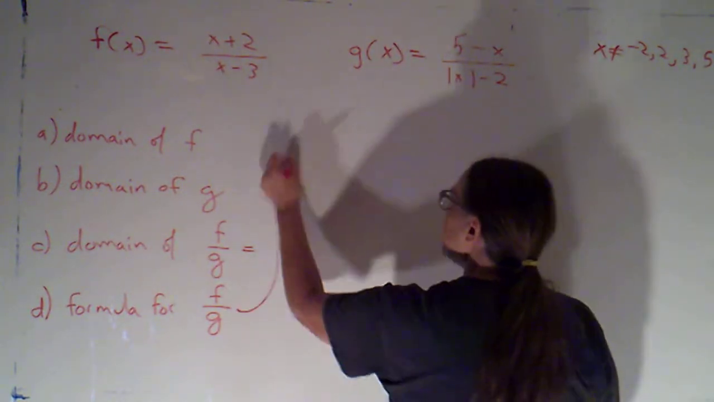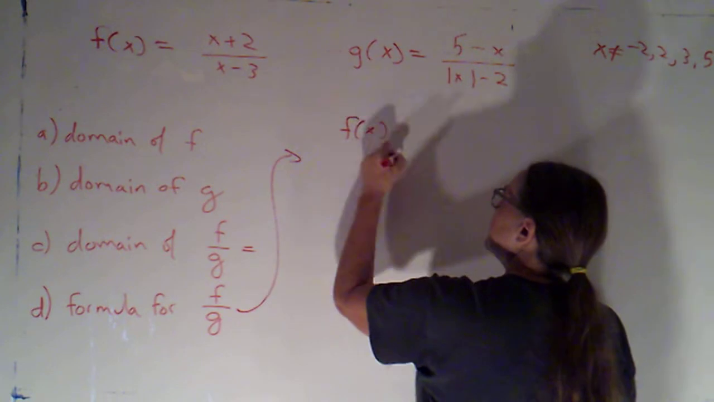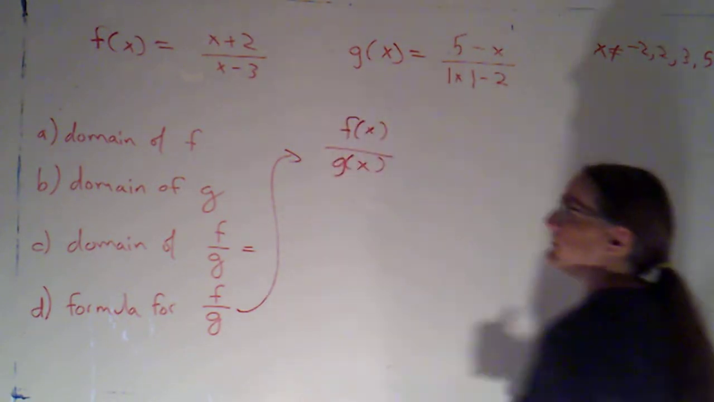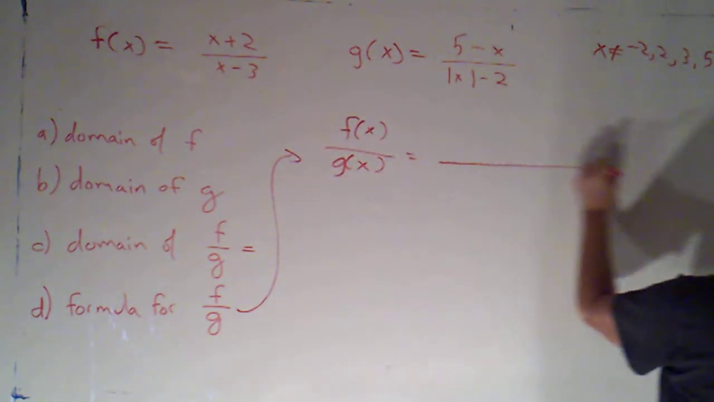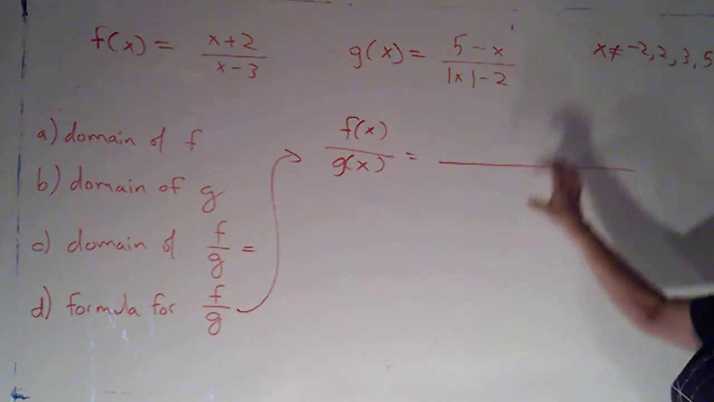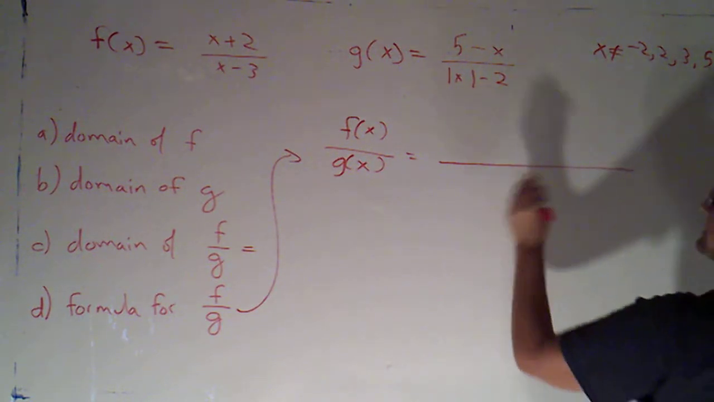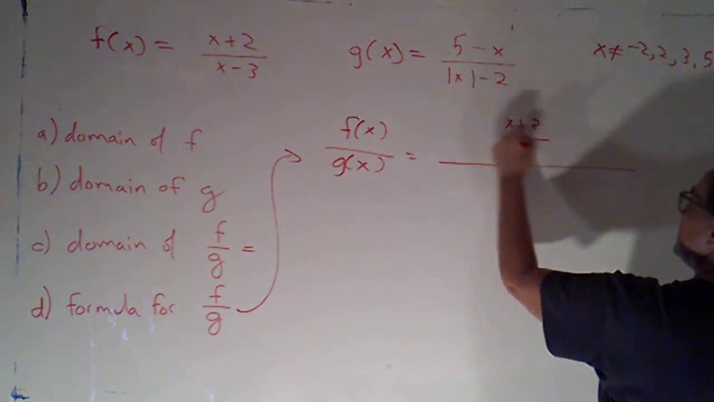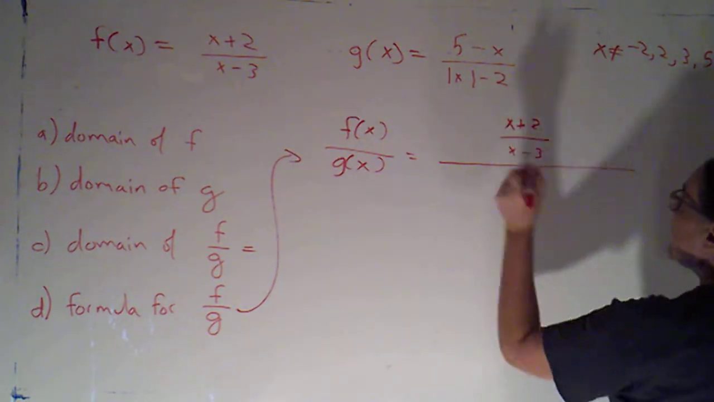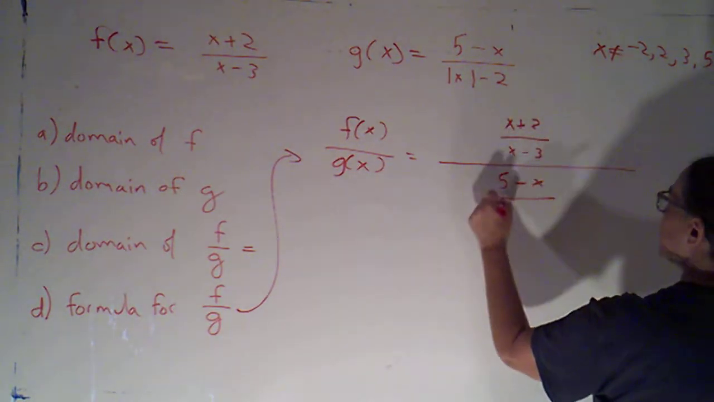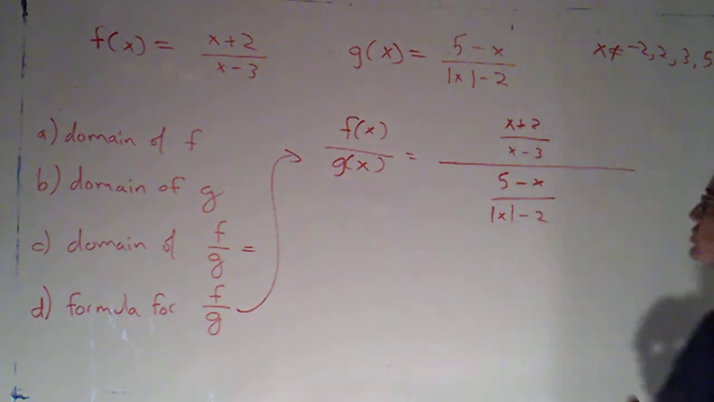Now, I know that that's just f of x divided by g of x. Now that's going to give me a complex fraction because f of x and g of x are both themselves fractions. So f was (x + 2) over (x - 3), and g was (5 - x) over the absolute value of (x - 2).